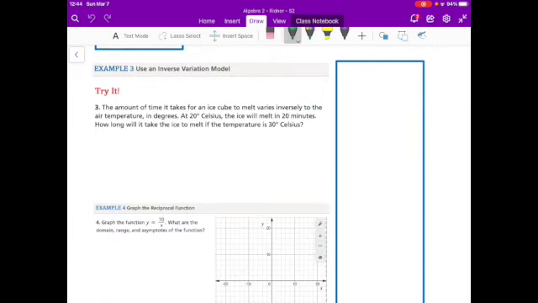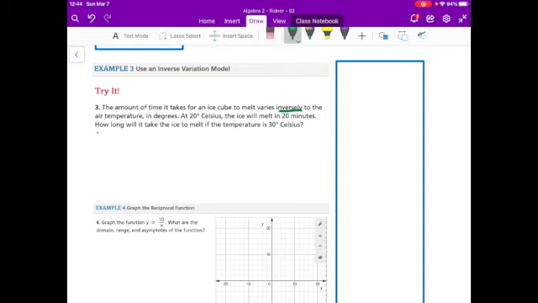Okay, next, how could I use this in a real world problem? So we have the amount of time that it takes an ice cube to melt varies inversely to the air temperature in degrees. At 20 degrees Celsius, the ice will melt in 20 minutes. How long will it take for the ice to melt if the temperature is 30 degrees Celsius?